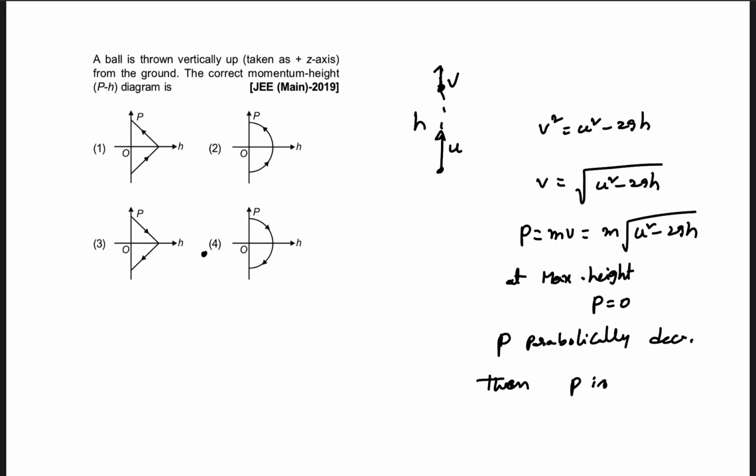Then we can see p is negative and the parabola is increasing.